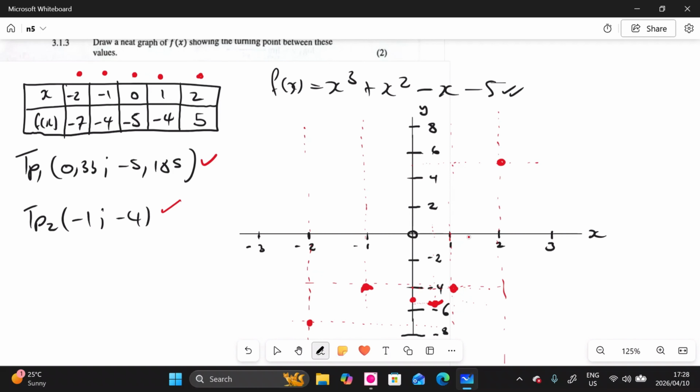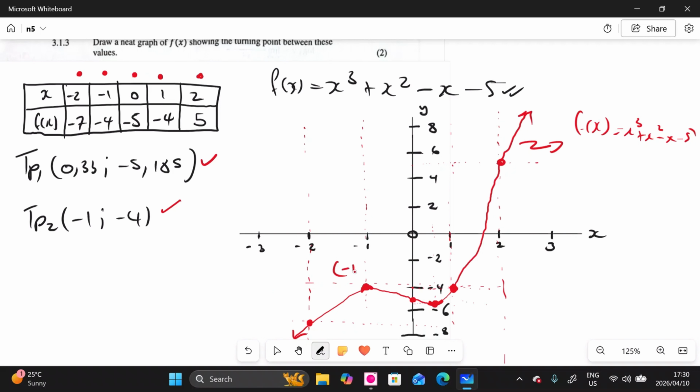Then from there, we start connecting the dots. Let me connect the dots. All right, so this here is our cubic graph. Guys, it doesn't look that beautiful, but the aim here is to actually have the shape with the right values. So you have to name this graph f of x equals x cubed plus x squared minus x minus 5. Right, and then you can also mention or name your turning points.